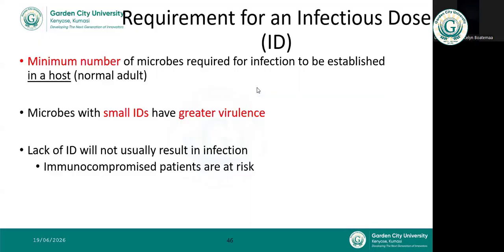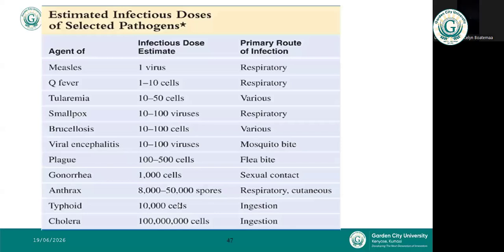Okay. So for infectious dose, we are looking at a normal, healthy adult who has been exposed. On average, we are focusing on the healthy one who has been exposed. How many is the minimum that can achieve infection? So if you are exposed to 10,000 for typhoid, then that 10,000 is enough to establish infection.